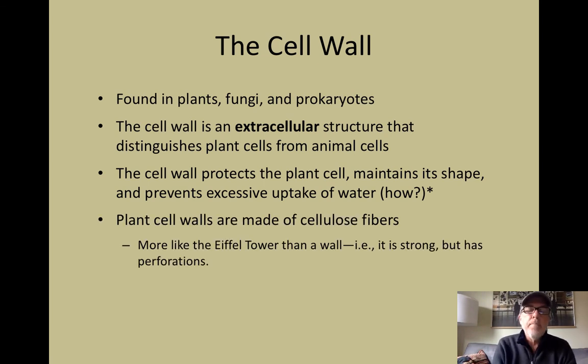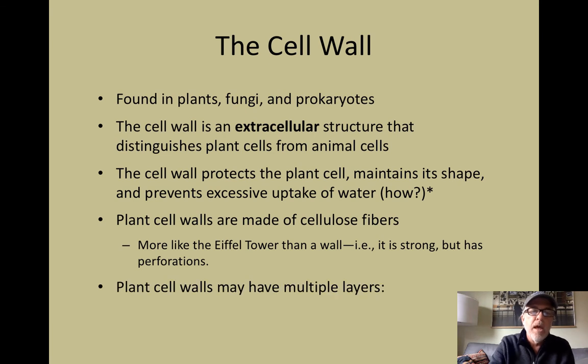Plant cell walls are made of a sugar compound called cellulose, and the cell wall is more like the Eiffel Tower. I don't know if you've ever seen it, but the steel is not solid. There are holes in it. It is strong, but it is perforated, is the idea of the cell wall. Plant cell walls also have multiple layers, and if you ever take a botany course or an advanced biology course, you might learn about them in more detail.